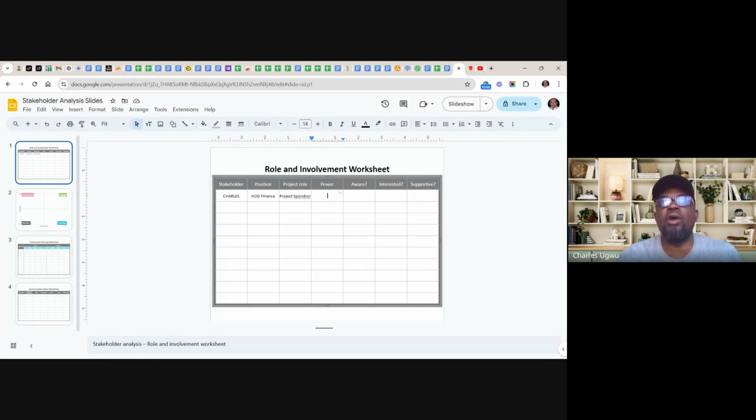We have high power, we have low power stakeholders. We have high interest, we have low interest stakeholders. So now you need to capture me as a high power stakeholder. I'm not a low interest stakeholder because I'm the sponsor here. And then aware. Am I supposed to be aware of everything that is going on in this project? Yes, I'm supposed to be aware.